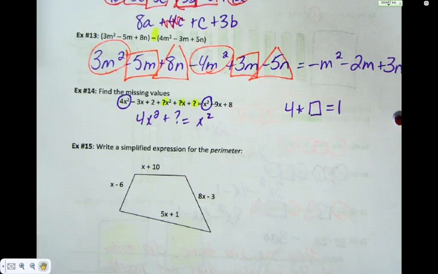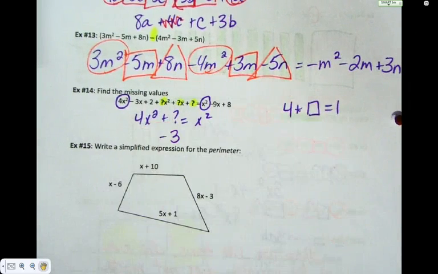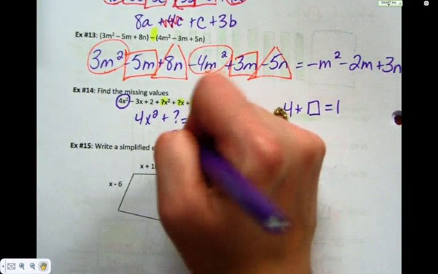This is the same idea. What do you have to combine with a 4 to end up with a 1? Well, what would you have to combine with 4 rectangles to end up with 1 rectangle? Has to be -3. So the first one is -3x squared.